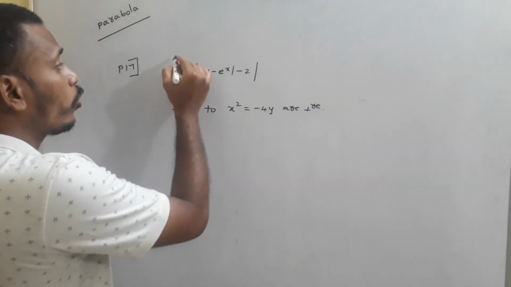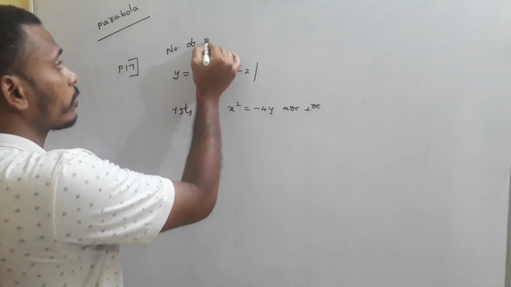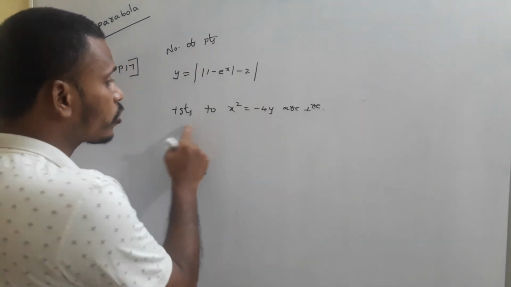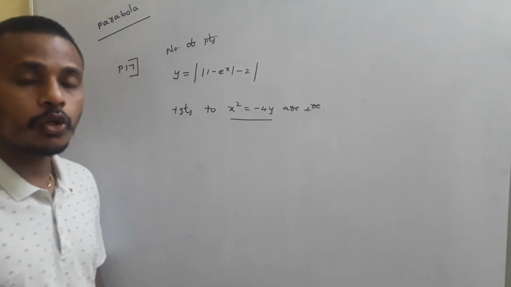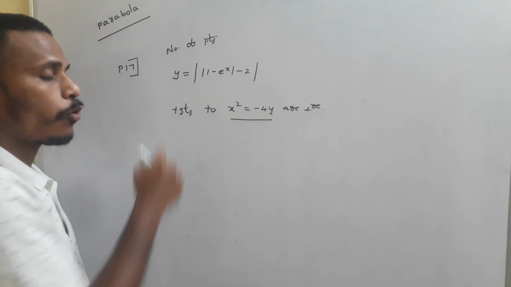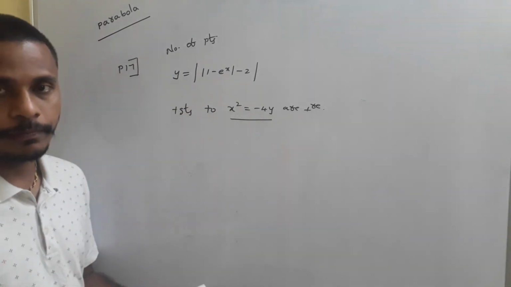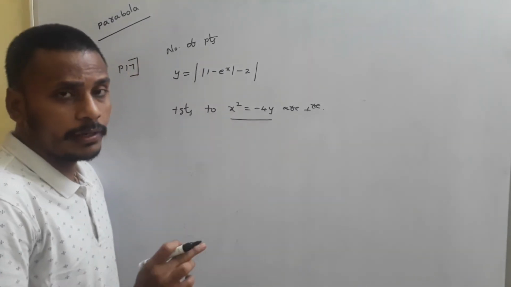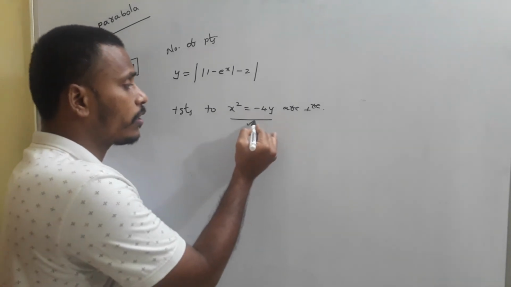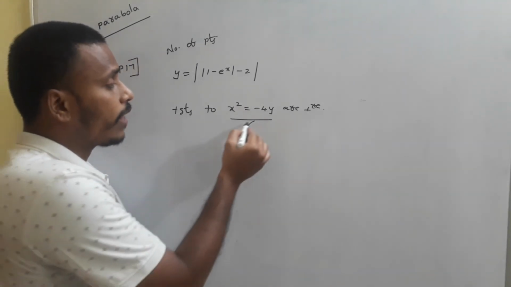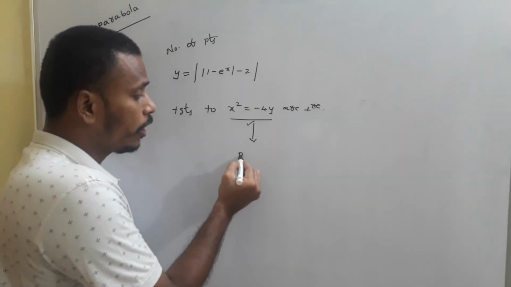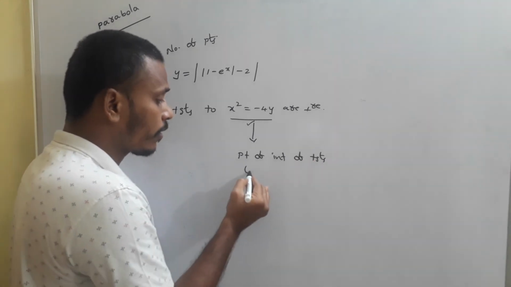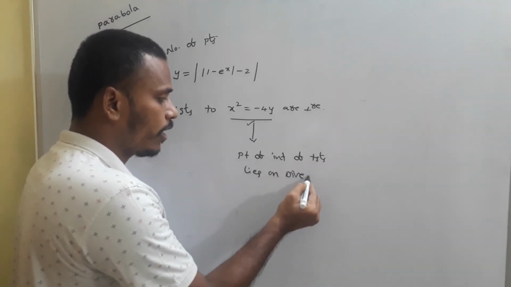Okay, we need to calculate the number of points on this curve, and from those points if we sketch tangents to this x square is equals to minus 4y, those tangents are perpendicular. How many such points are there? That's what we need to identify. So as they given, you just take a point, and from that point if we sketch tangents, those tangents are perpendicular. So if tangents are perpendicular, then the point of intersection of tangents lies on the directrix. Okay, this is very clear for us.